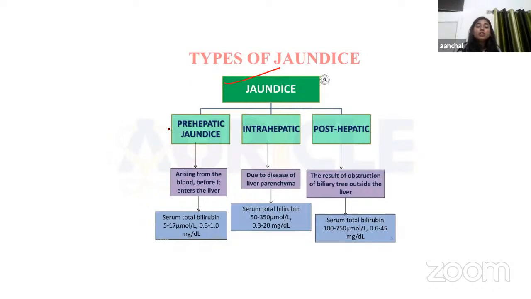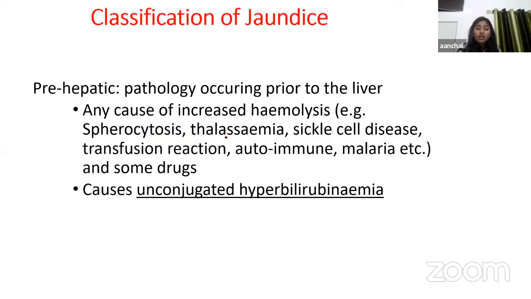Okay, so this is all about the prehepatic, hepatic, and post-hepatic. In prehepatic jaundice, pathology occurs prior to the liver. Any cause of increased hemolysis, that is in case of spherocytosis, thalassemia, sickle cell anemia, transfusion reaction, autoimmune disease, malaria, and the presence of some kinds of drugs inside the blood. So these are all causes of prehepatic jaundice, and there will be elevation in the unconjugated bilirubin.